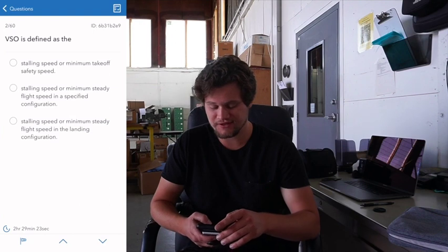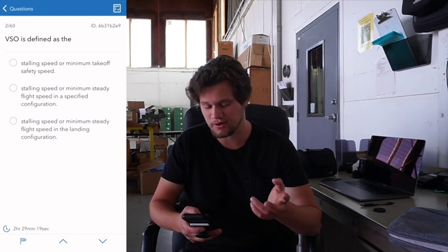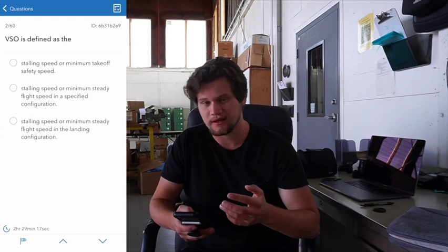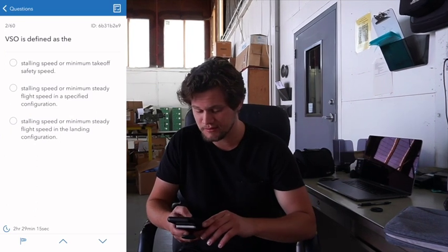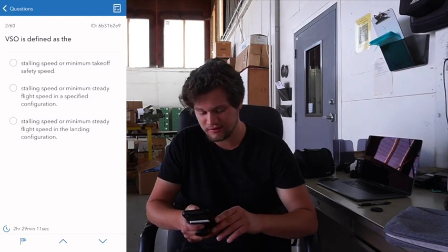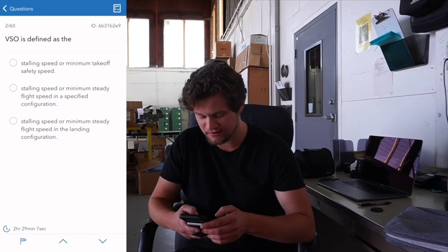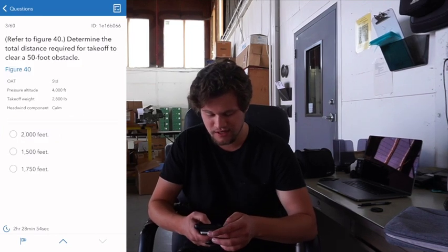Alright, what does VSO decide? Okay, VSO is defined as what? And we know that VSO is the minimum stall speed with flaps configured. And that's actually going to be stalling speed or minimum steady flight speed in landing configuration. I believe that is correct. So move on to the next one.